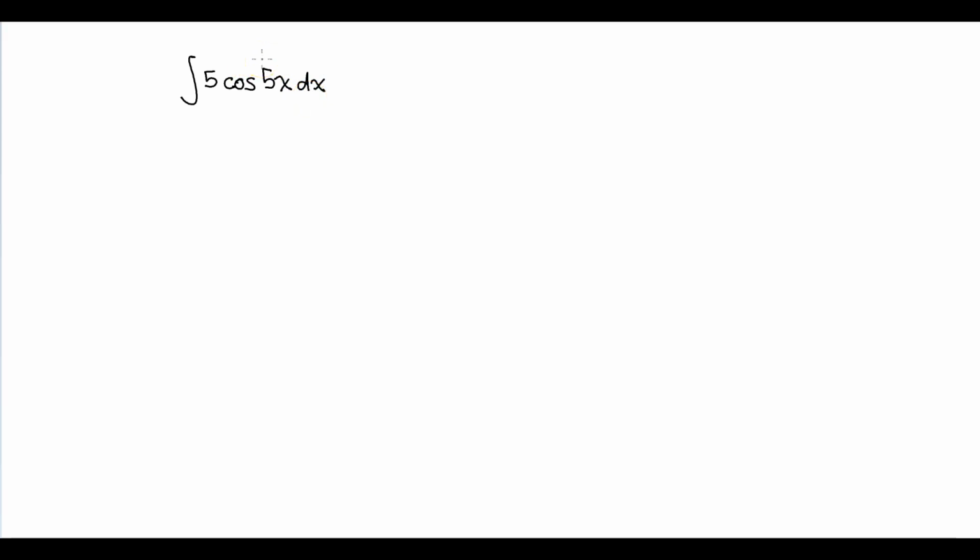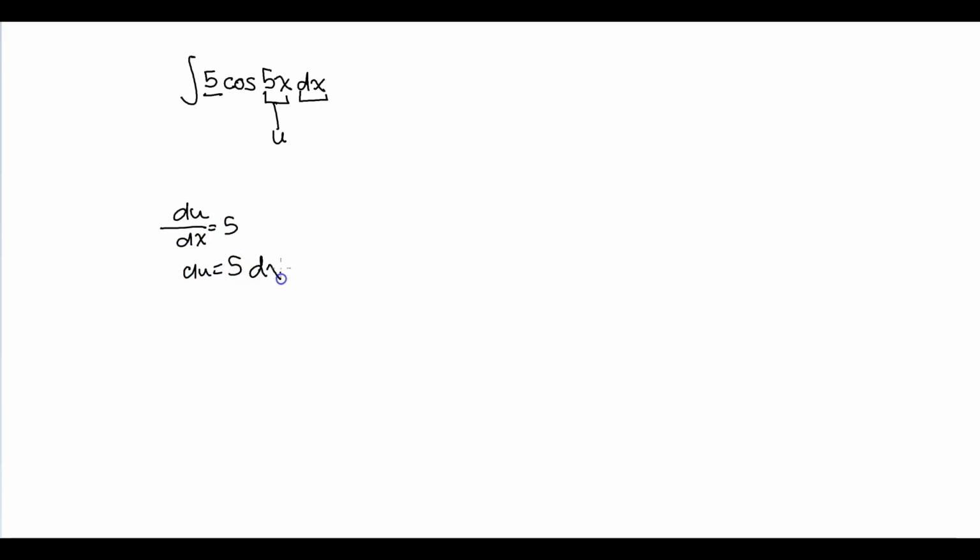Now, it should be apparent what u should be. U should be 5x. Why? Because the derivative of u, so the derivative of 5x, is 5. And you can easily see a 5 right over here, and a dx. Okay, so du dx is 5. So du equals 5 dx.